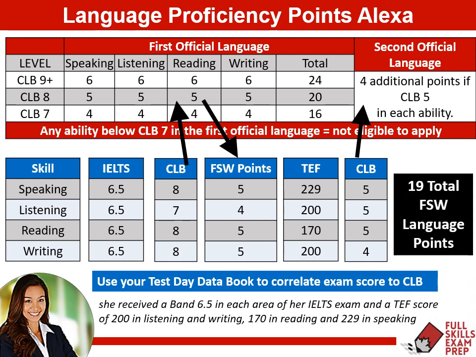So with this one here, she does not get any points for that second official language, even though she's very close, of course, because that one part of her performance in French, which was her writing, was a CLB 4, not a CLB 5. So that's a good example of the fact that a person needs to have a minimum of CLB 5 in that second language score in order to get those points.